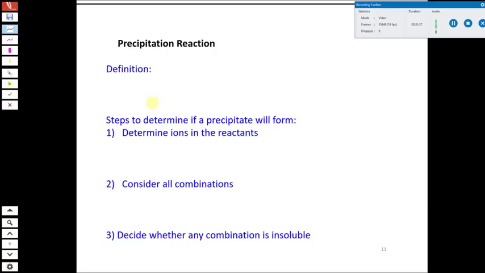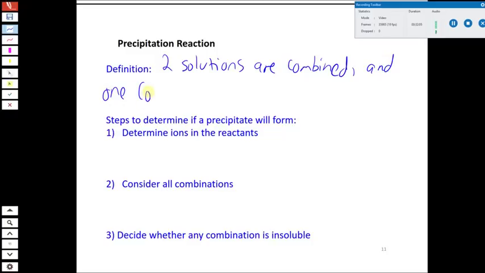So the definition of a precipitation reaction is that we mix two solutions together. And for a pure precipitation reaction, if that's all that's happening, sometimes precipitation is combined with acid-base, which is the second type we'll talk about. But in most cases, we'll deal with just pure, straight-up precipitation reactions. So we're going to combine two solutions of ionic compounds, and then one, or in rare cases, more than one, insoluble products form, okay?